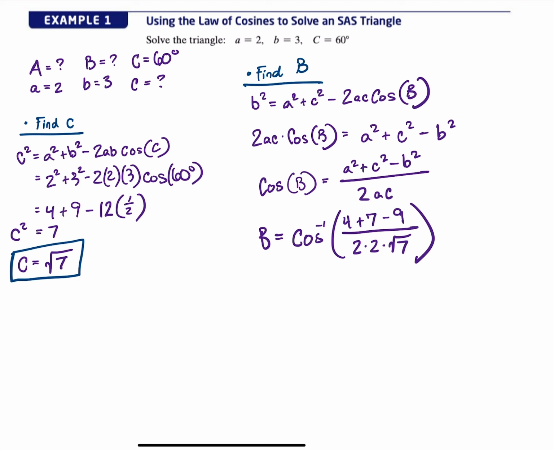So plugging that all in, and be sure you're in degree mode, we should get that b is equal to 79.1 degrees.